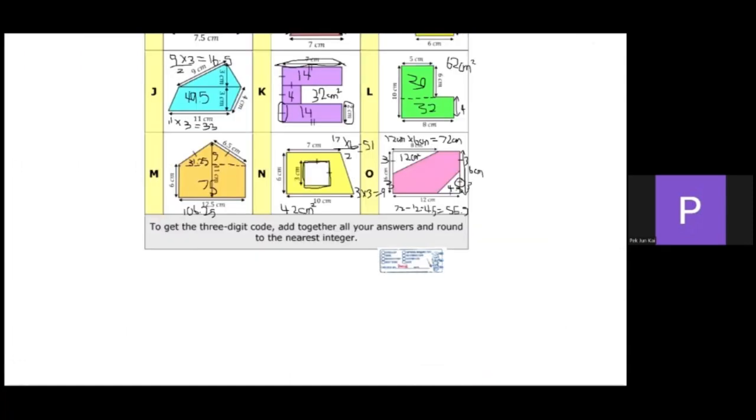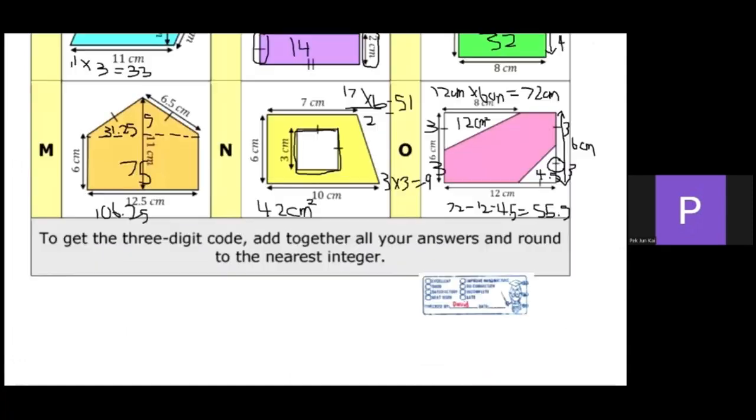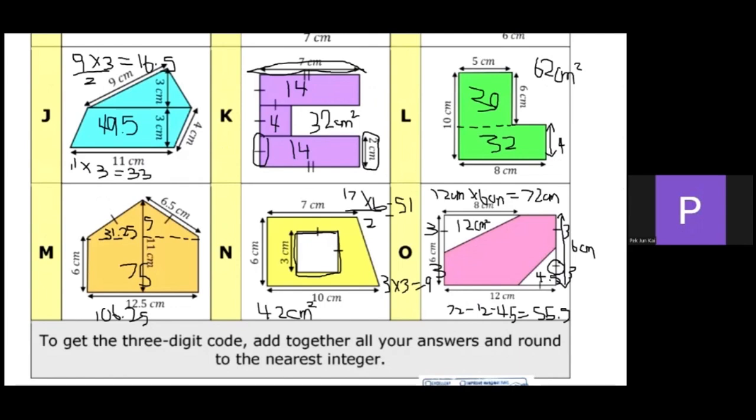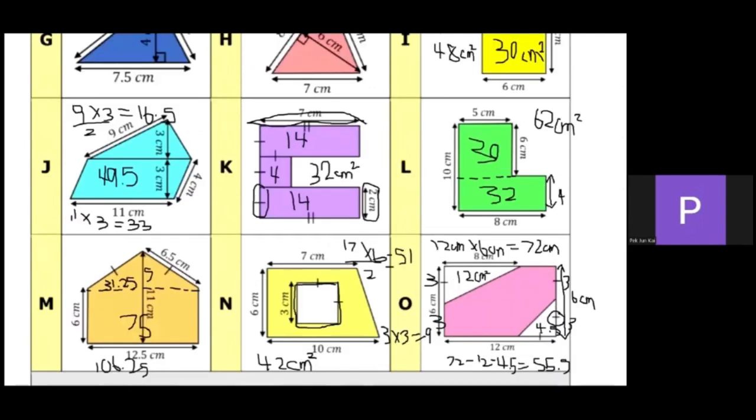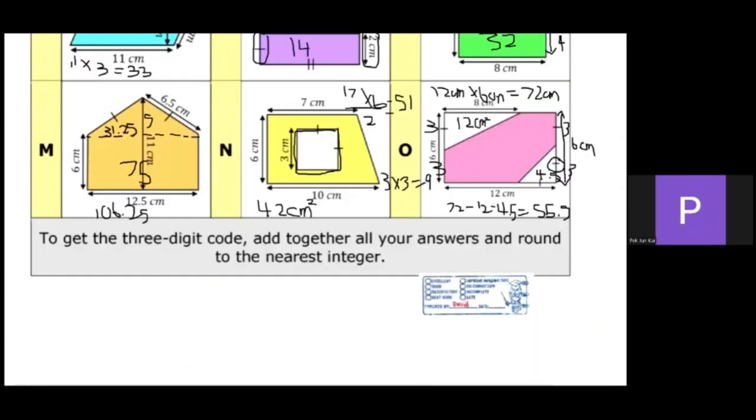So the last question, to get the 3-digit code, add all your answers and round to the nearest integer. We will take all of the answers up there and add them together. We would get 610.25. We round it to the nearest integer, which would be 610. So the 3-digit code would be 610.